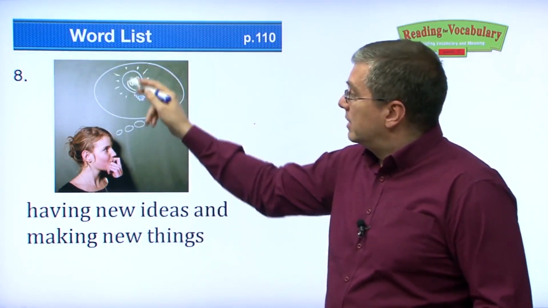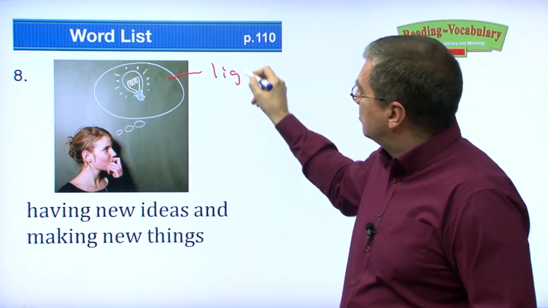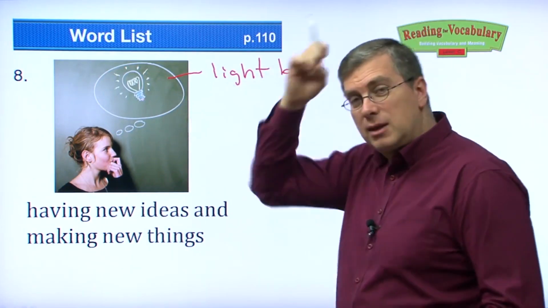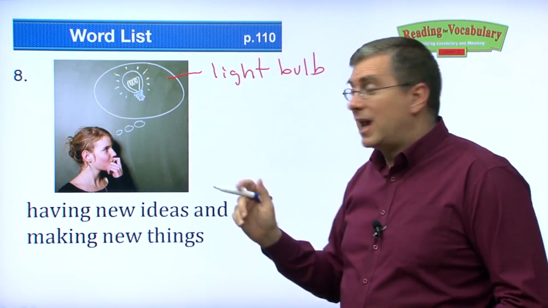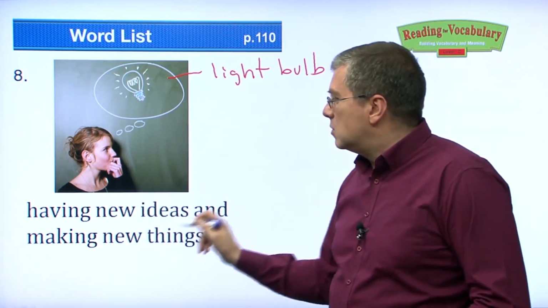Okay. This person has an idea. It's represented with this drawing. We usually use this idea, light bulb. A light bulb is turning on in her head. That's a common idea. Having new ideas and making new things.